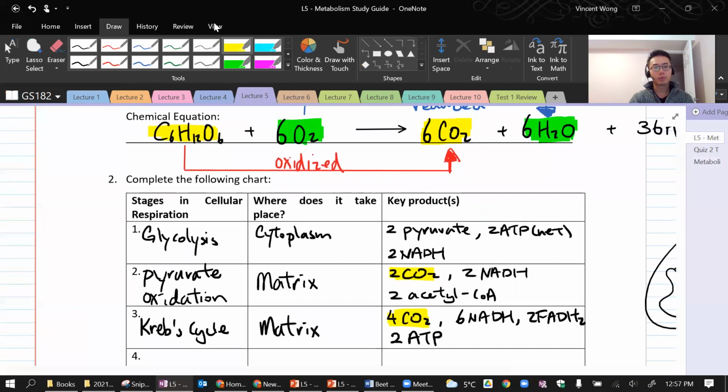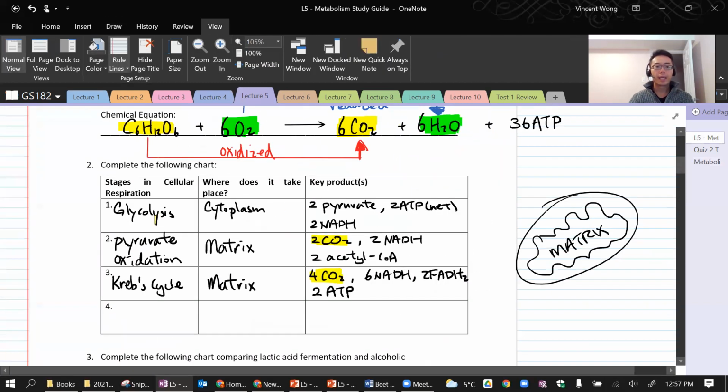And I know I said it already, but one more time. By the time we finish with the Krebs cycle, the entire glucose would have been fully oxidized into carbon dioxide. Okay, we are done ripping electrons from the glucose after the Krebs cycle.